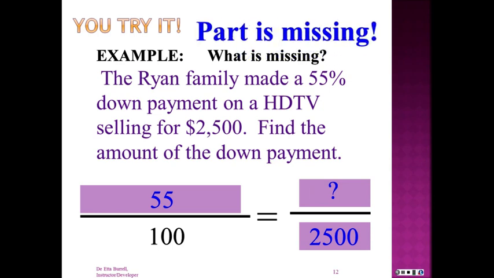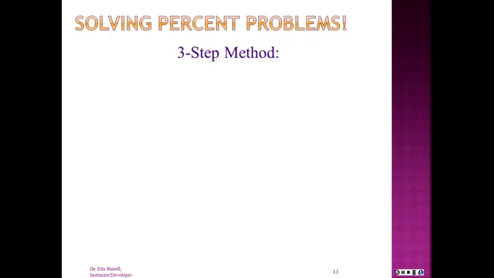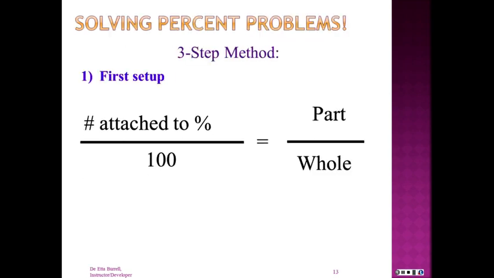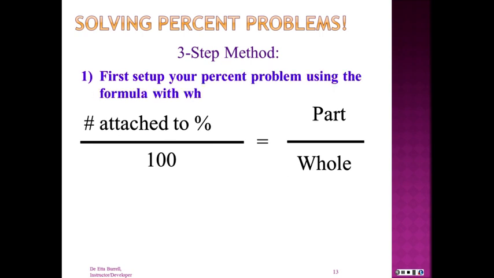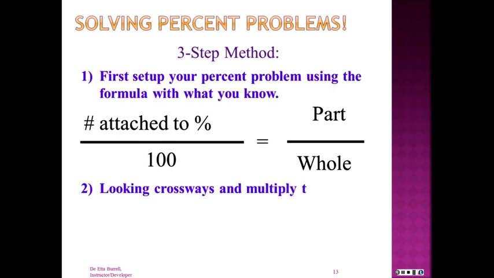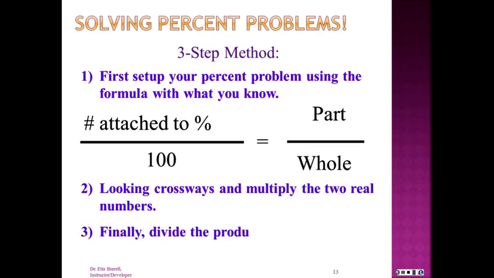I want you to be like a little detective and figure out what's missing. Set the problem up. Remember, in a proportion, set it up, cross multiply, divide. You guys already know how to solve these. The key here is to set it up correctly. So remember, in the three-step method, your setup is going to be the percent formula, which is a proportion. That's the way I'm teaching it to you. Sure, there are other formulas you could use, but we're going to use a percent. Then you're going to cross multiply where you have two real numbers and divide that product by whatever's left over.